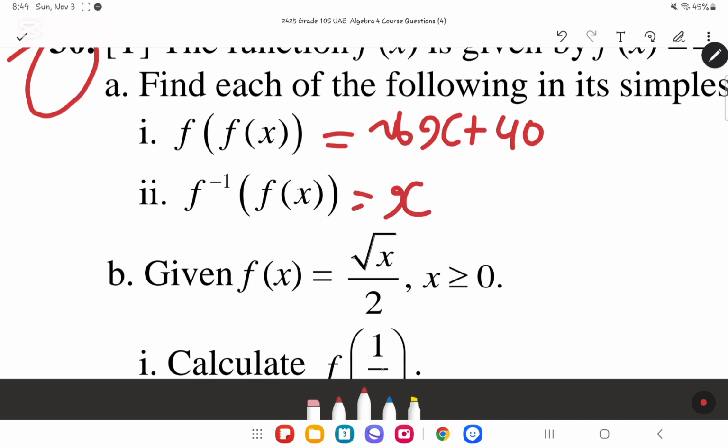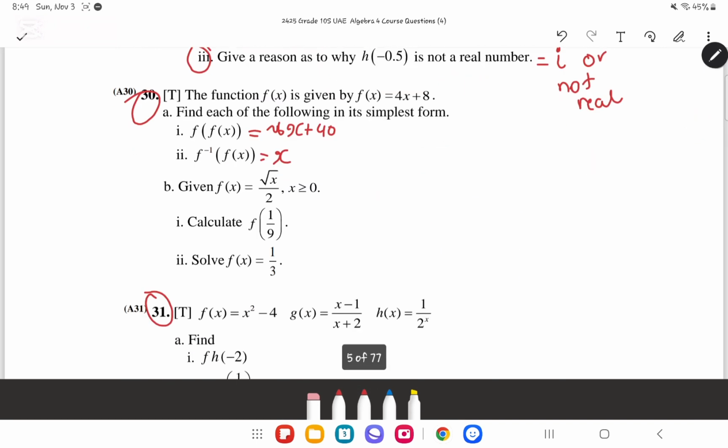Then we proceed to part B. So now part B, given f of x is equal to the radical of x over 2, where x is greater than or equal to 0, we need to calculate f of 1 over 9.